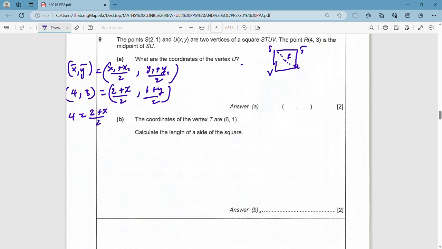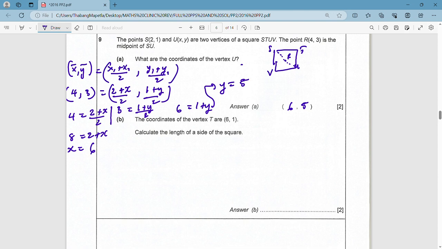2 times 4 is going to be 8. Then 8 is equal to 2 plus x, which means x is equal to 6. And the other component we're going to have is 3 is equal to 1 plus y over 2 times 2. We're going to have a 6. So 6 is equal to 1 plus y, therefore y is equal to 5. So now our point is 6, 5. That is our end point.